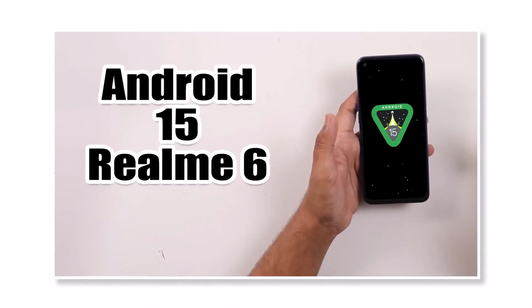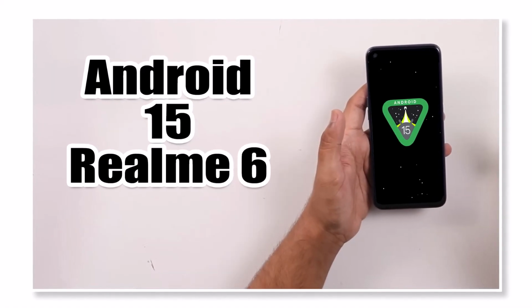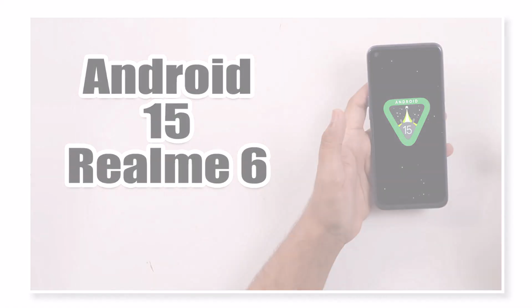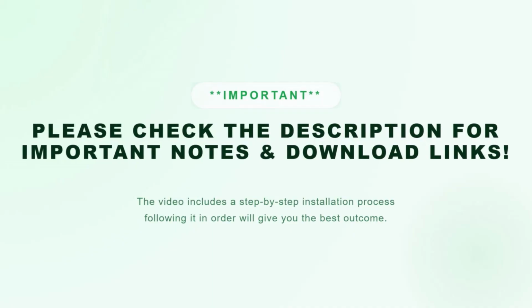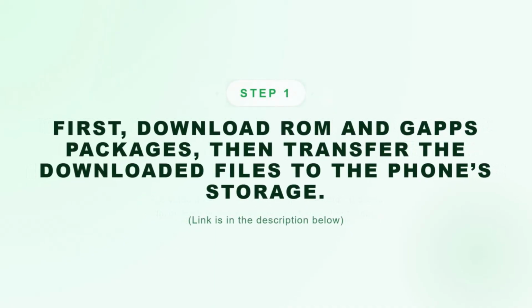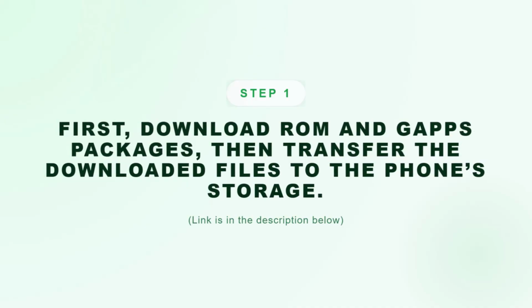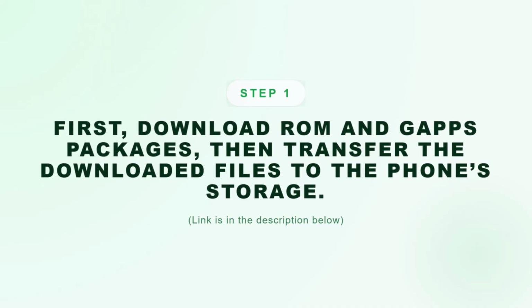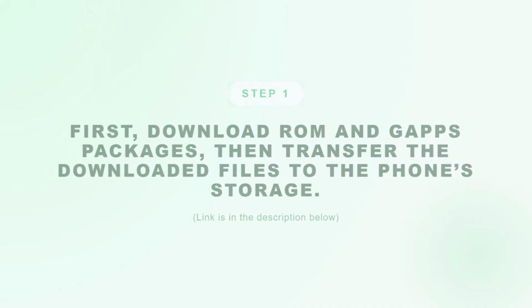Install Android 15 on Realme 6 via LineageOS 22. Please check the description for important notes and download links. First, download ROM and GApps packages, then transfer the downloaded files to the phone's storage.